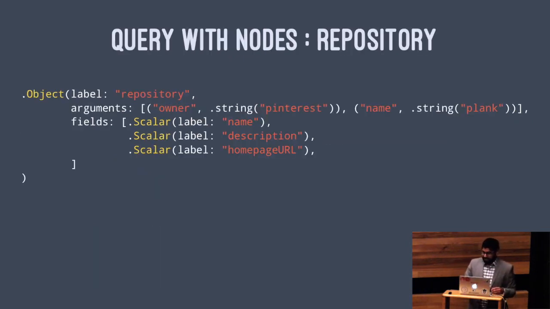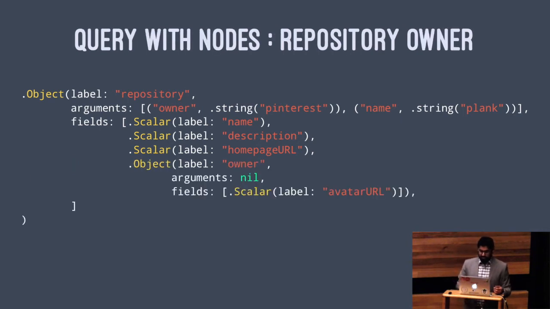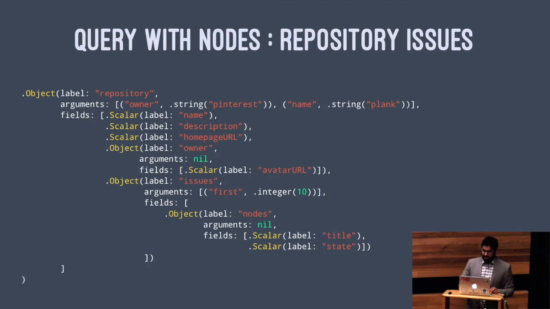And then we can start to actually take those raw strings and start to actually model them with our enum. And so now you can see that we have a repository label, we have our sets of arguments, and we have a first few fields. And then we can start to build on this by adding owner and avatar URL, and then we can add on our issues.